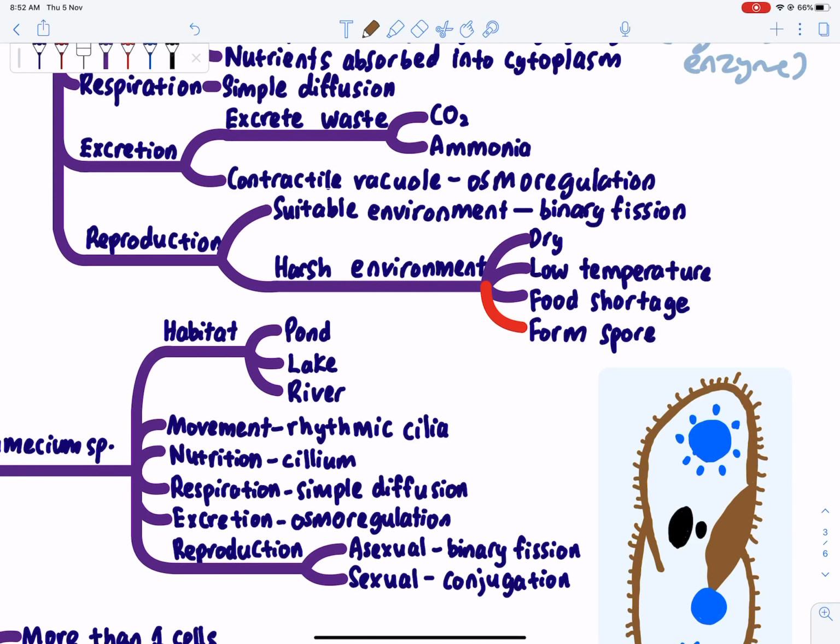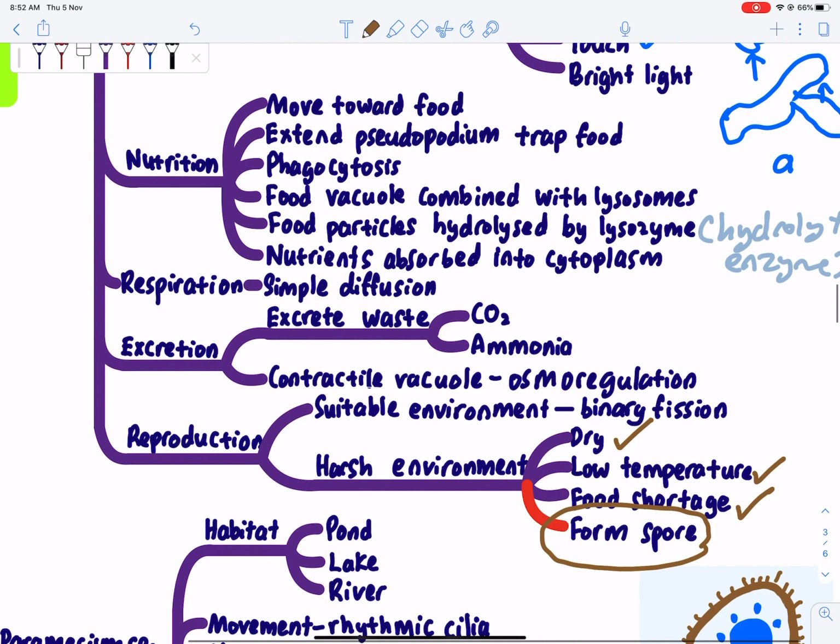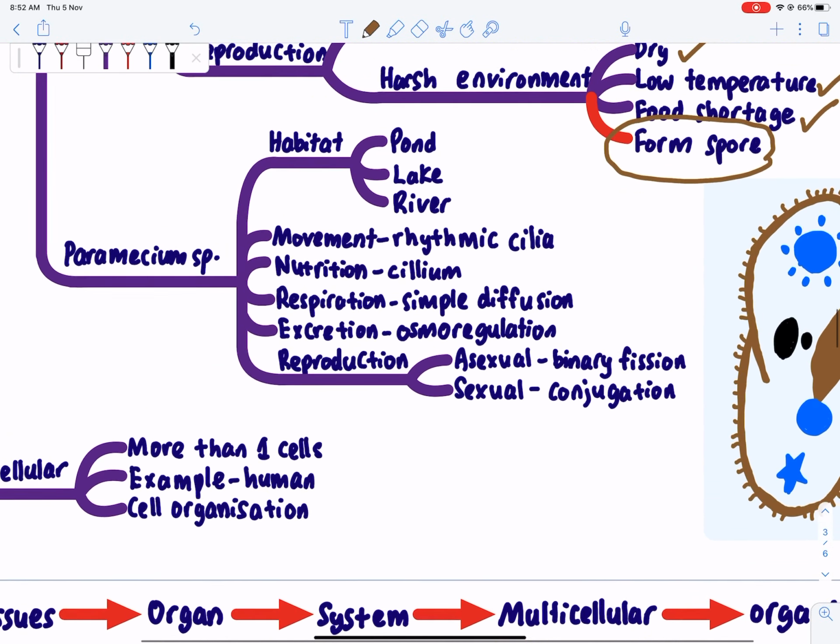And for harsh environments, such as dry conditions, low temperature, or food shortage, they will form a spore. This spore contains the genetic material of the amoeba. When the environment becomes suitable, when the environment becomes good, then the spore will emerge as an adult.